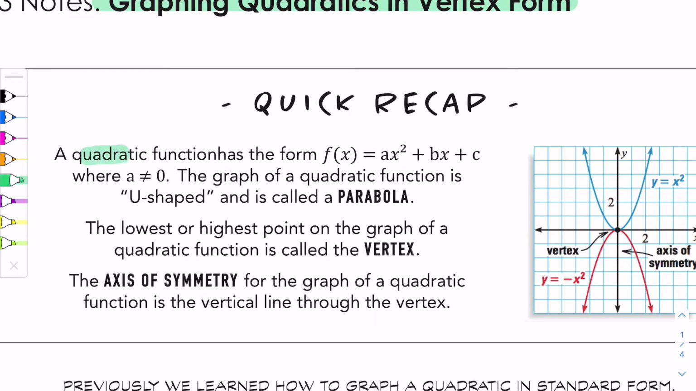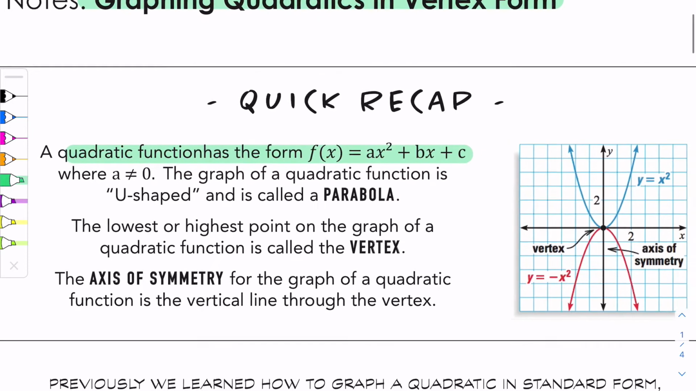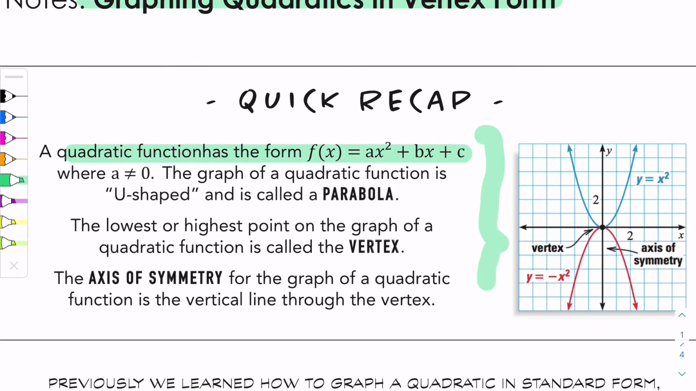Here we can see that a quadratic function has the form of ax squared plus bx plus c. A can never equal 0, and the graph of a quadratic function is U-shaped and it's called a parabola. The lowest or highest point on the graph is called the vertex, and the axis of symmetry is the vertical line that cuts straight through the vertex. All of this is info that you should know. We've learned it in the past, but here it is again.